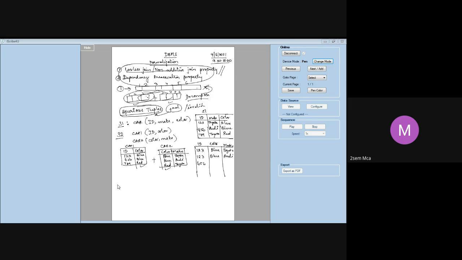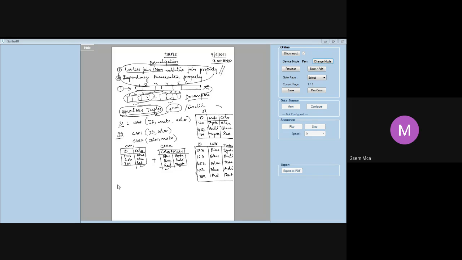What do I get here? 456 blue Toyota. Again, I will have 456 blue Audi. Then I will have 789 red Toyota. These are the tuples that I will get. Correct? These are the tuples that I am going to get when I perform the join again.